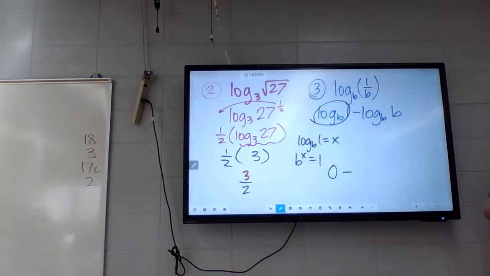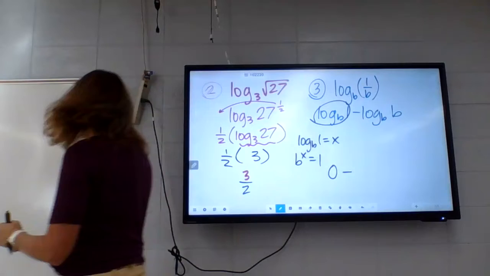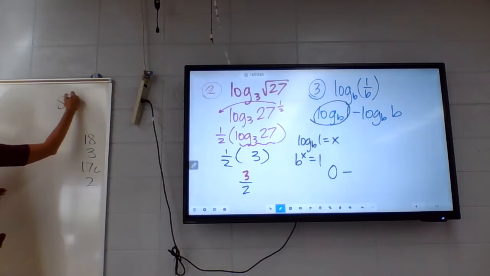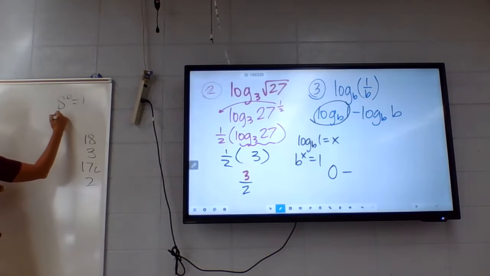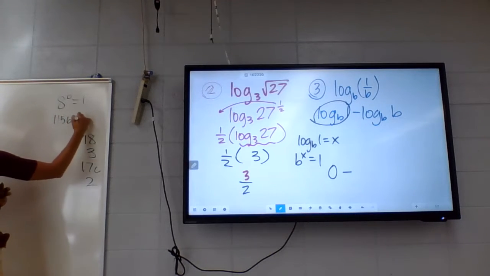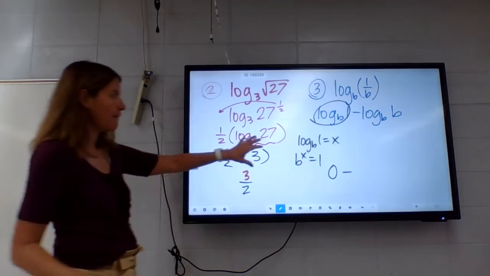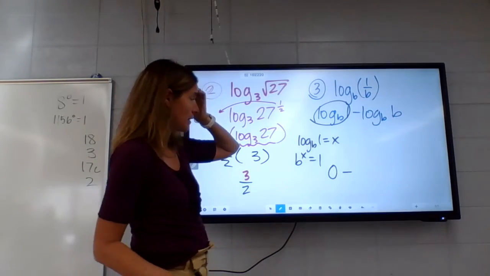And that's just getting used to remembering those things, because that is talking about the fact that if I have 8 to the 0, it equals 1. If I have 1,156 to the 0 power, it equals 1. It doesn't matter what I'm raising to the 0 power, it's always going to equal 1. That's what that's essentially saying there.